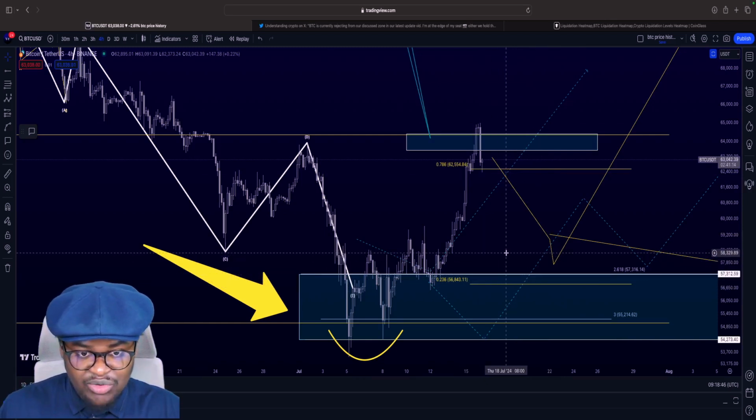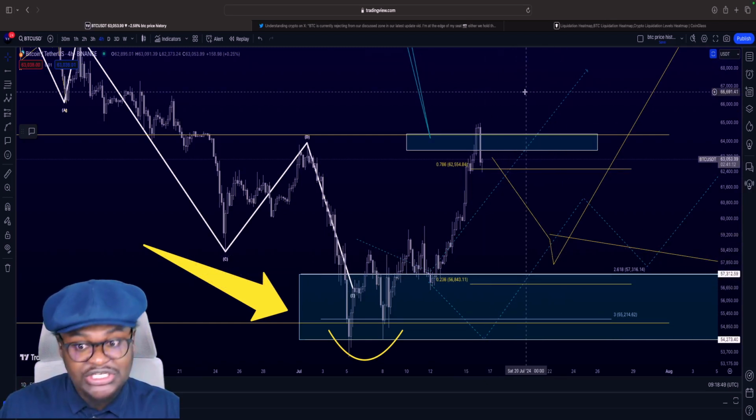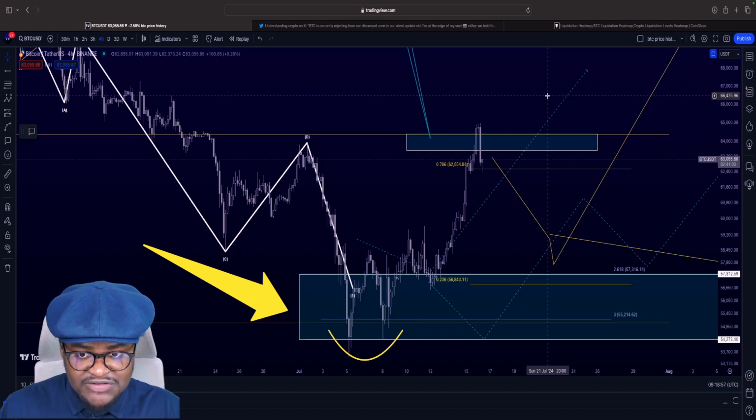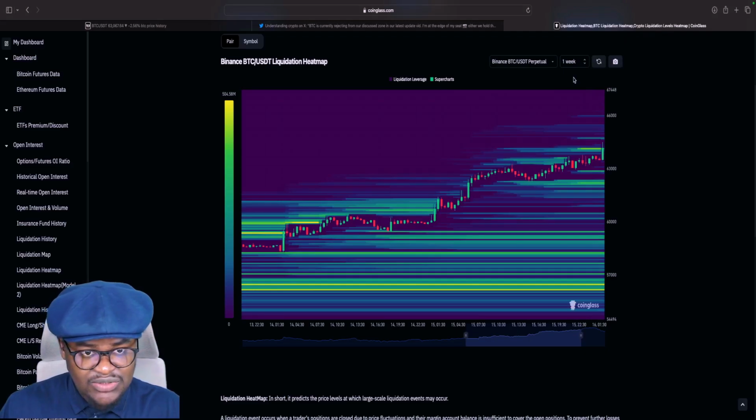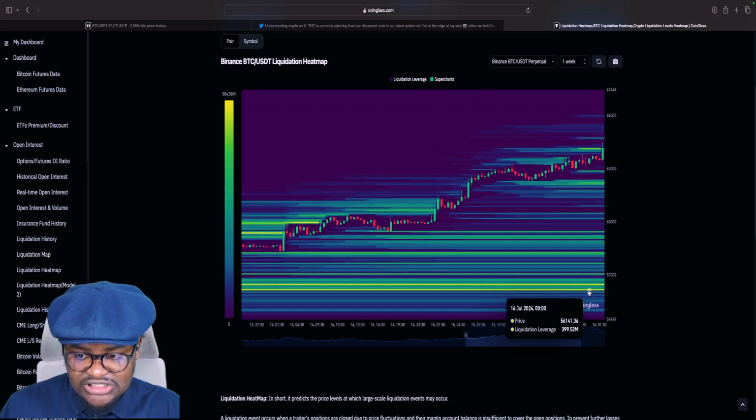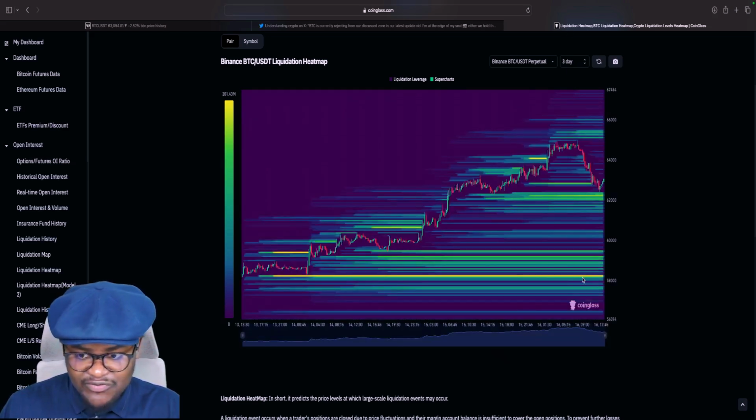Now, another thing that we could also look at is the liquidation heat maps. If you have not watched my liquidity videos, I will leave that video at the end of this one, so you can just click there and watch. So if we look at the liquidation heat map right here on the weekly time frame, we will see that we have some liquidity somewhere around 56.1. So that is the lowest level from the weekly time frame. On the 3-day time frame, we do have some liquidity somewhere around 58.2. So these people will be liquidated if price was to come down to this zone right here.